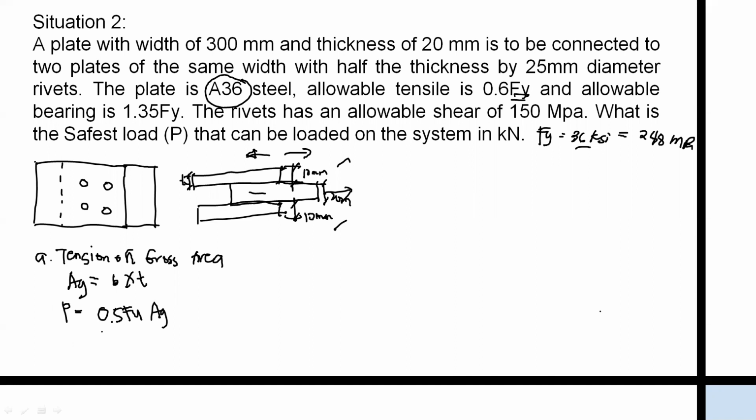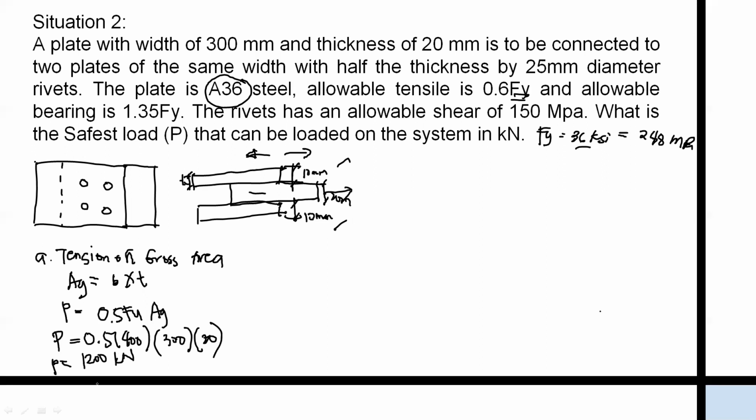Okay, so what is the value of your Fu? Fu for an A36 steel is equal to 0.58, or in megapascal, 58 is equal to 400 megapascals. So that is 0.5 times 400 megapascals. Your Ag, your width is 300 and your thickness is 20. The value of P is 1,200 kilonewton.